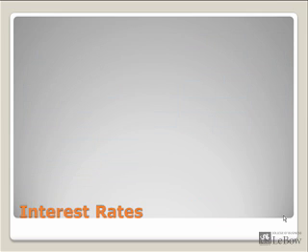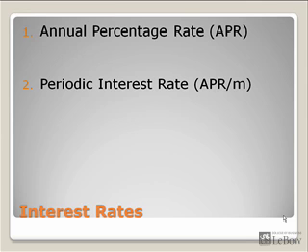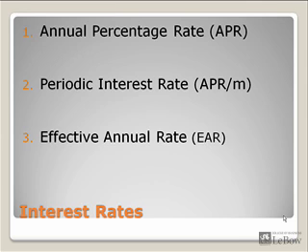Now, time value of money is all about interest, specifically compound interest. So let's start by talking about some different types of interest rates that are both relevant to time value of money and our general knowledge. We will talk about 3 different types of interest rates: the annual percentage rate, or the APR, the periodic interest rate, and the effective annual interest rate.